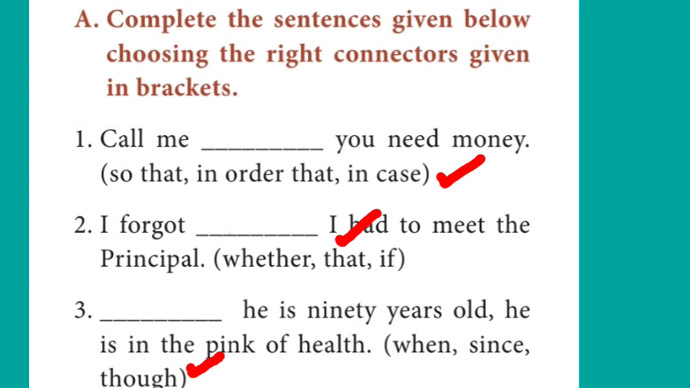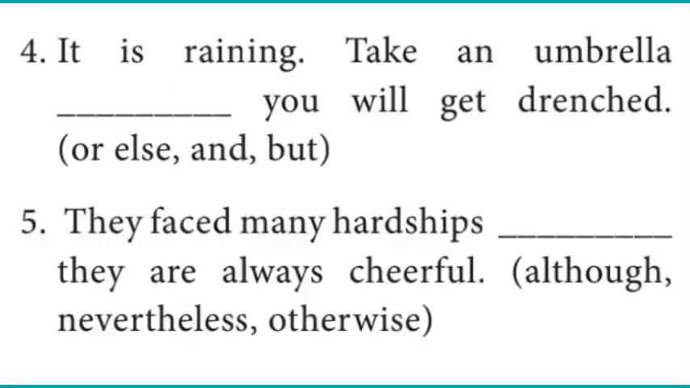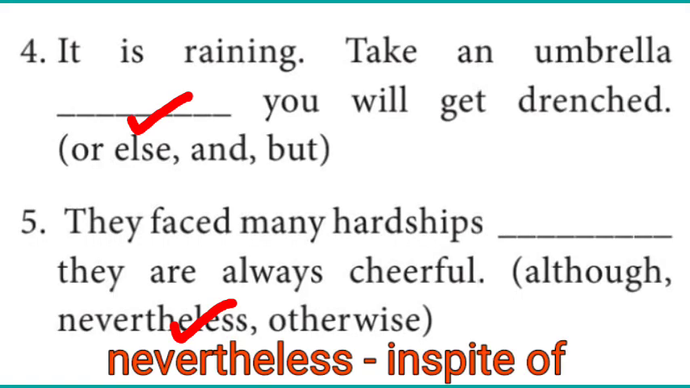For that what words will be there? Though he is 90 years old, he is in the pink of health. That means he is a healthy person. See next sentence. It is raining. Take an umbrella. Dash you will get drenched. Take an umbrella or else you will get drenched.